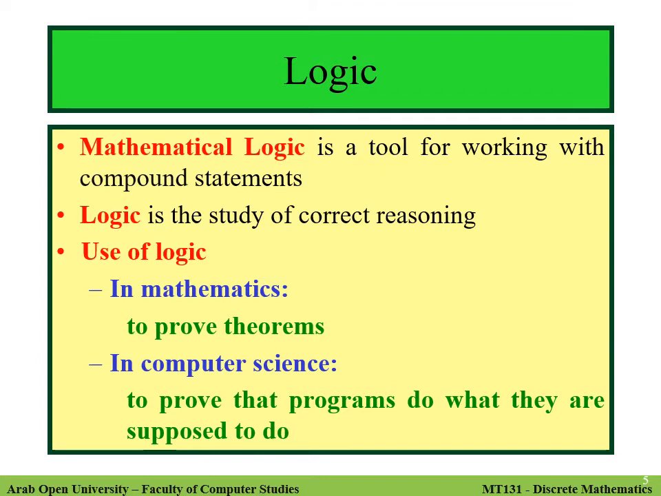Here are the two major uses that concern us. Logic is used in mathematics mainly to prove theorems. In computer science, when you write programs, programs are supposed to accomplish something, but you could use logic to make sure your steps are correct. You can use logic to prove that the programs will do what they are supposed to do.